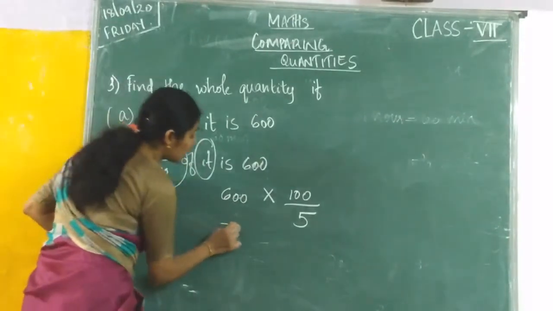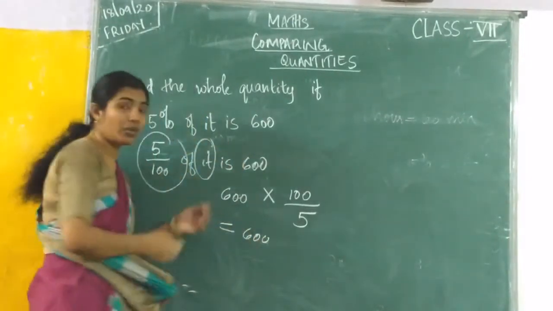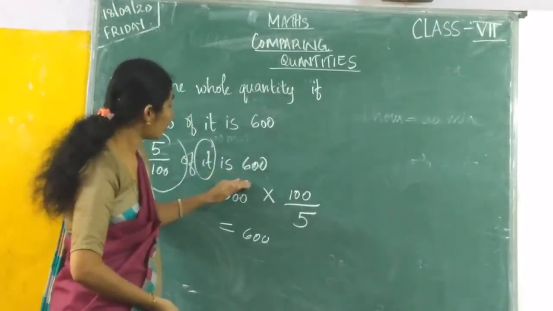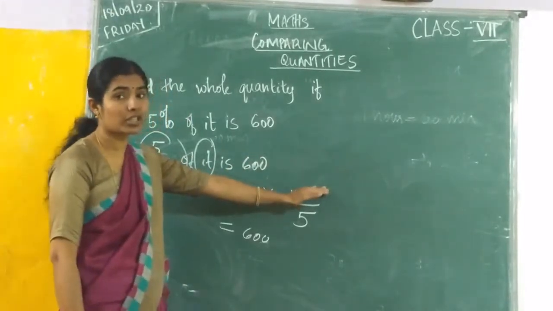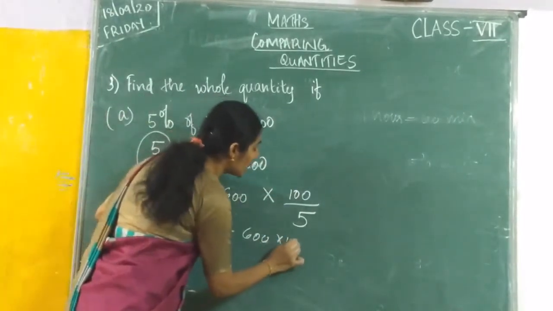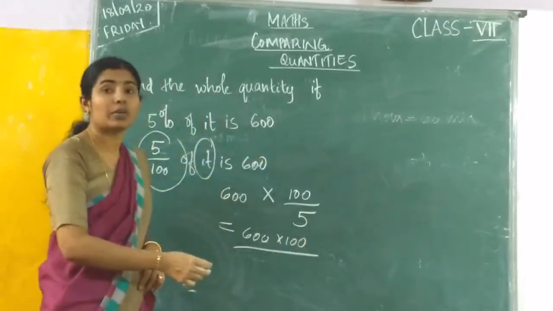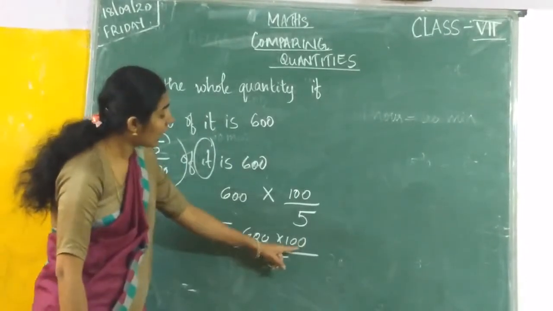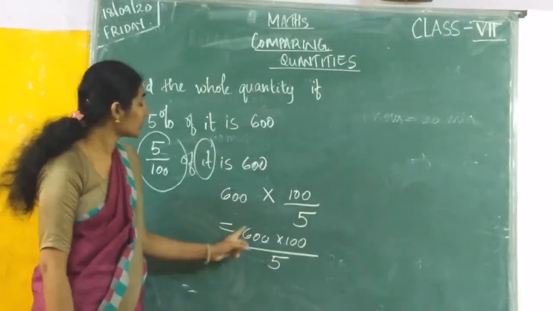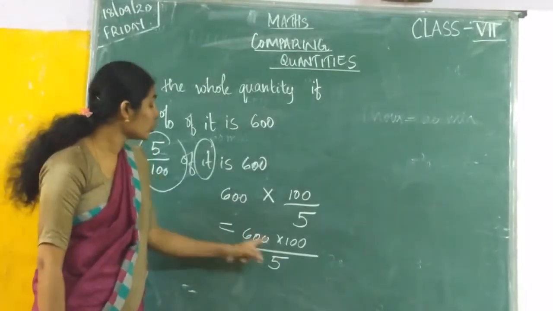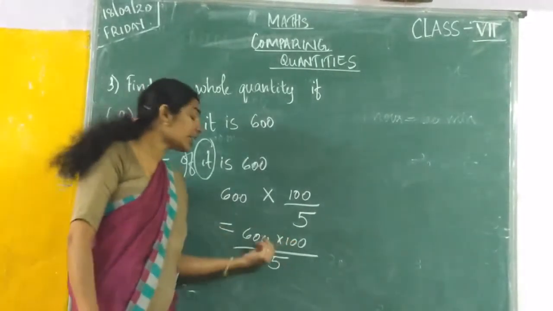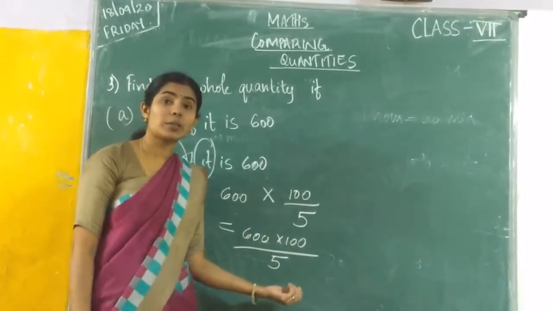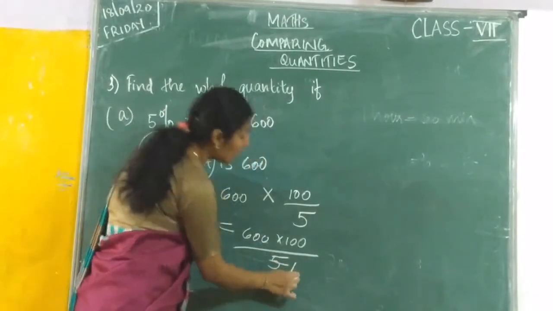Now what do you get? 600 here, one whole number you are multiplying with one fraction, isn't it? So what should you do? Multiply the numerator and whole number. What is the denominator? 5. Now we see 100 or 5, or 600 or 5. Any two numbers you can cancel because 100 and 5 are in the same table. 600 and 5 are also in the same table. How will we get 5? 5 ones are 5.